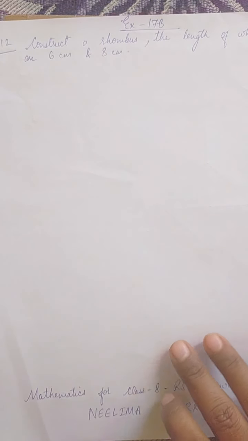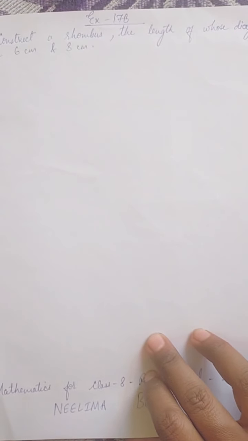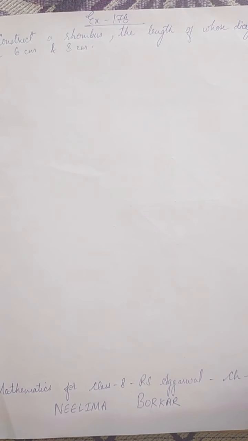Exercise 17B, question number 12. Construct a rhombus, the length of whose diagonals are 6 centimeter and 8 centimeter.